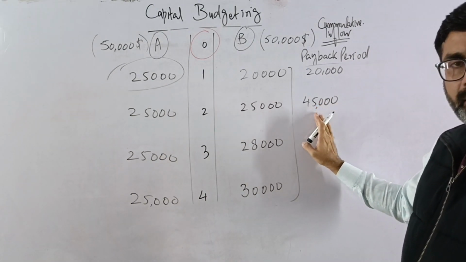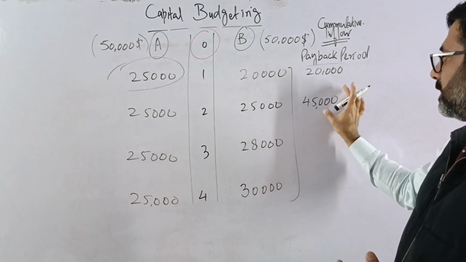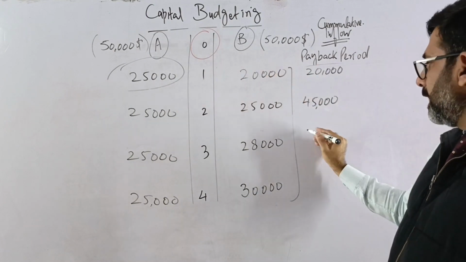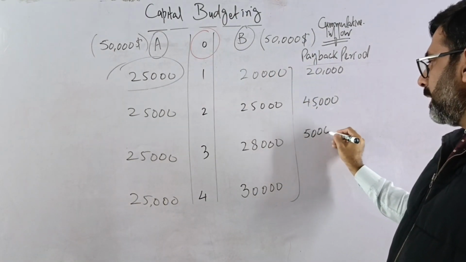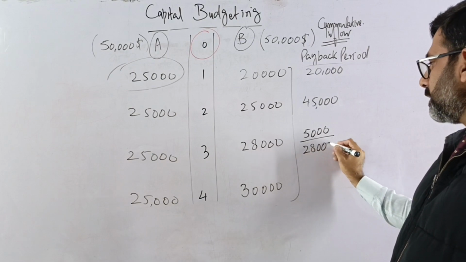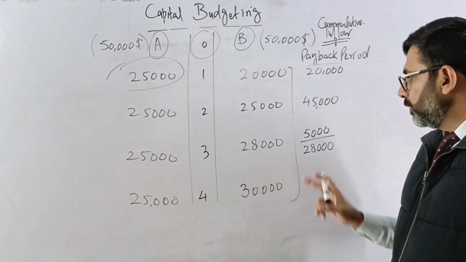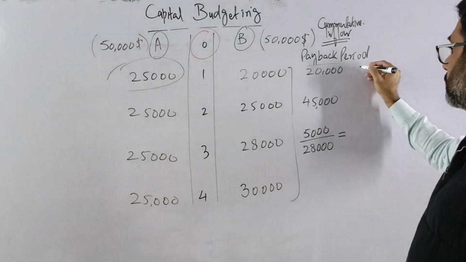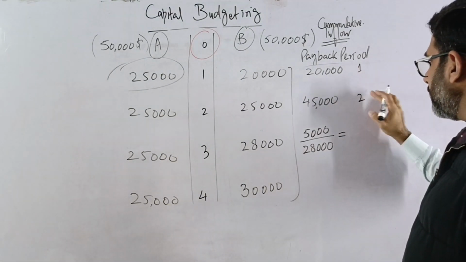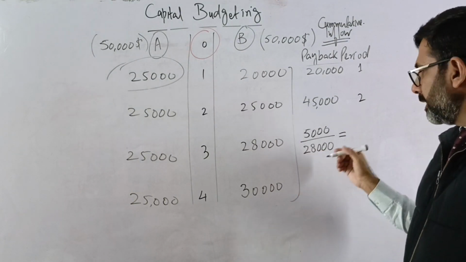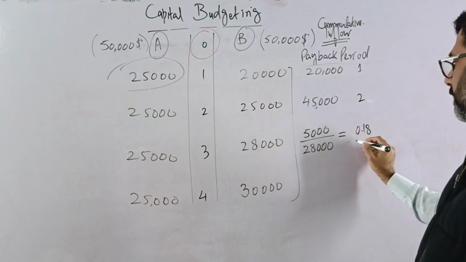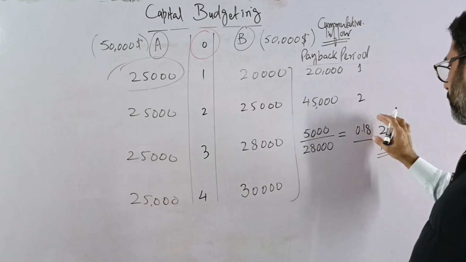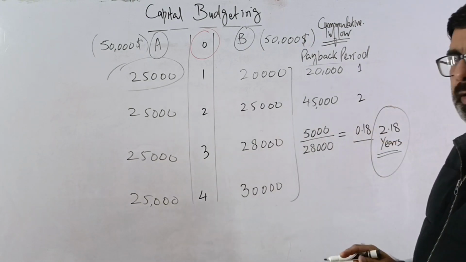We have already calculated the cumulative inflow, 45,000, and the target is 50,000. It means you need 5,000 more out of 28,000. So 5,000 divided by 28,000 is the year fraction. So it is year one, year two, and then almost 0.18. So this is 2.18 years. This 2.18 is the payback period for this project.